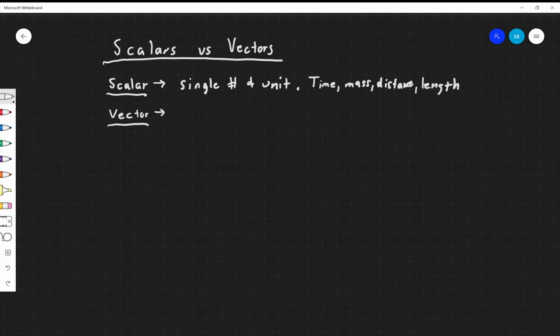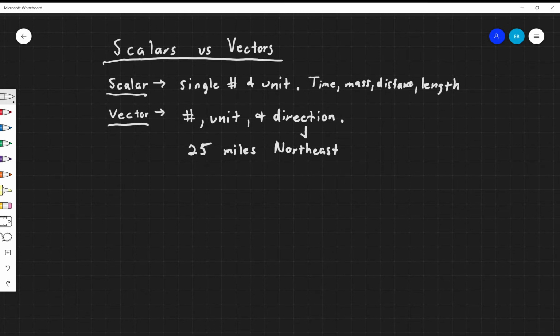Whereas vectors are described by a number, a unit, and a direction. So they have some actual direction that's associated with them. Something like, "I live 25 miles northeast of Marymount." So 25 miles would be a scalar quantity, but as soon as I add on that I live northeast, that northeast is the direction. Okay, so vectors.